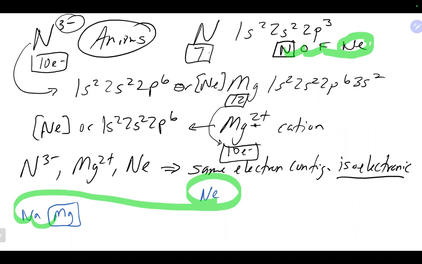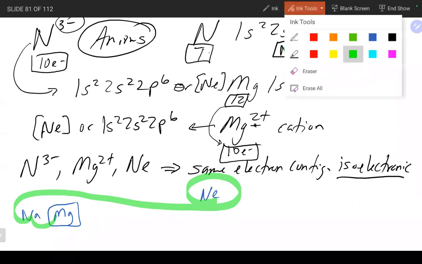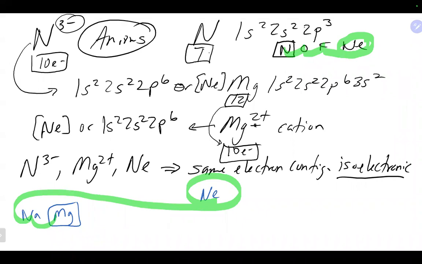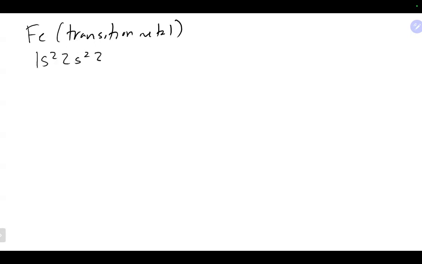Now, transition metals, which are what we were dealing with there, with nickel, for example, and iron and things like that. Iron is a transition metal, and they actually behave a little bit differently than other things. So iron, which is 26, is 1s2, 2s2, 2p6, 3s2, 3p6, 4s2, 3d6.